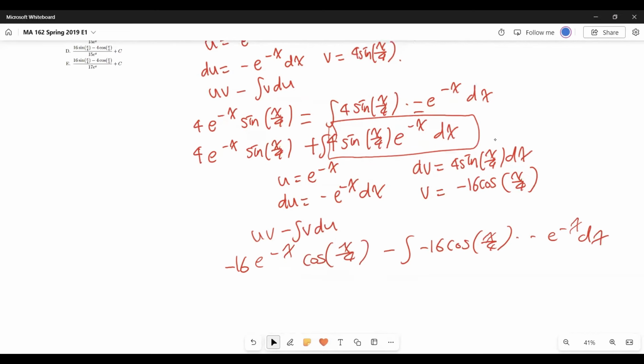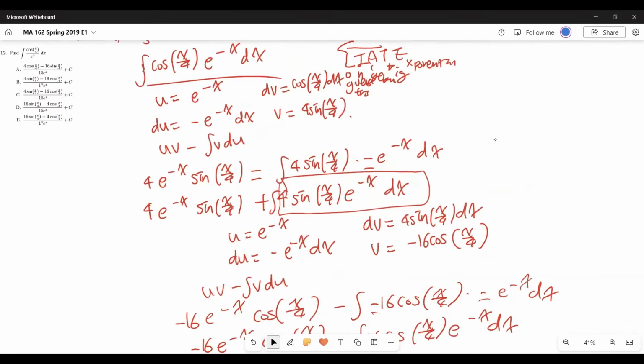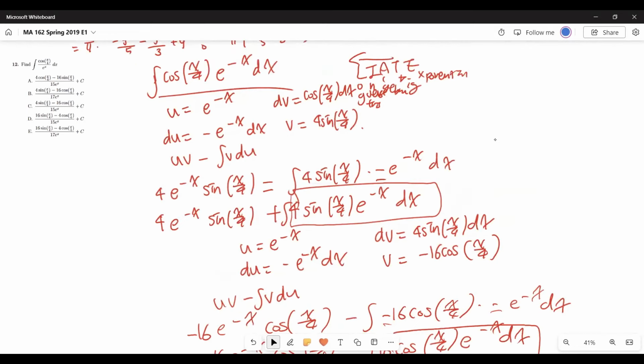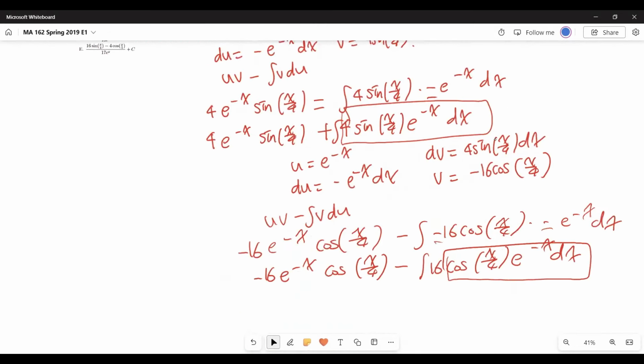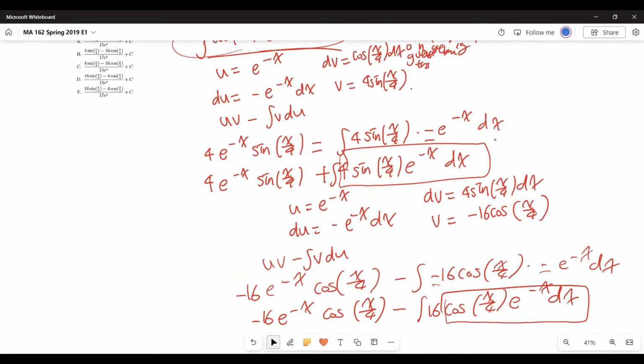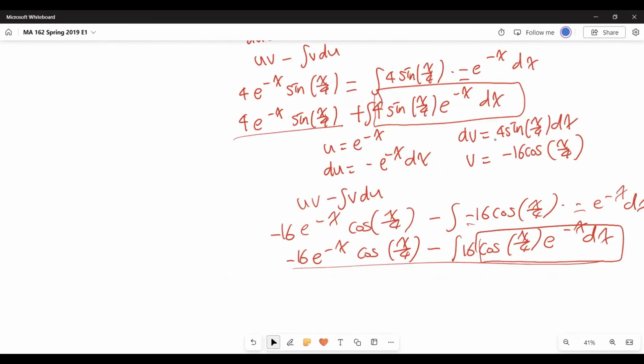And since we have negative signs, this becomes positive 16 cosine x over 4 e to negative x dx, minus 16 e to negative x cosine x over 4. But if you remember, our original integral also has cosine x over 4 e to negative x dx in it, right? So what we're going to do is set all the values that you got, this value and this value, equal to the original value. So okay, let's write it. This is a lot of mess.